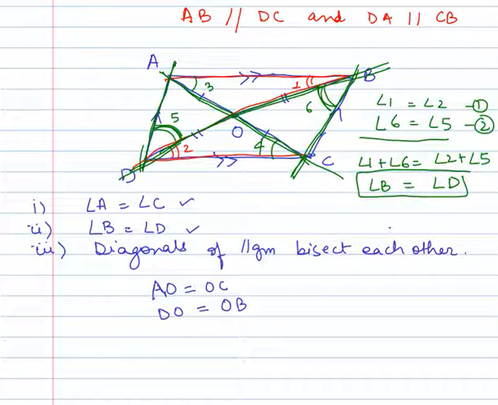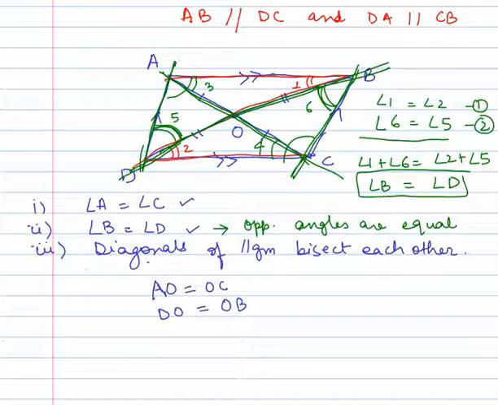So in this way we have proven that the opposite angles of the parallelogram are equal. These are two opposite angles. Opposite angles are equal. In the same way, we can prove angle C is equal to angle A.